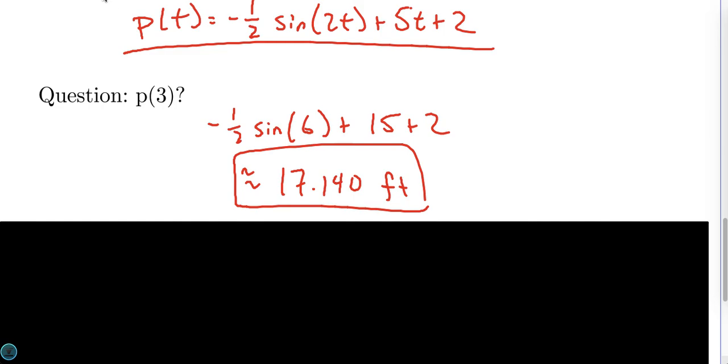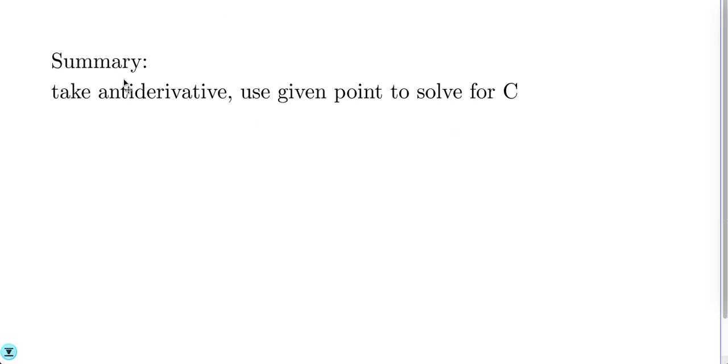So to summarize, to find c, simply take the antiderivative as you have been doing and use the given point, which we did twice, to get to position from acceleration. Use the given point to solve for c, and then you have your particular solution. And that wraps it up.